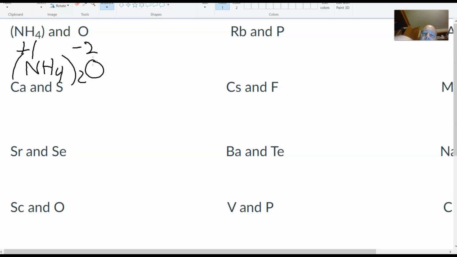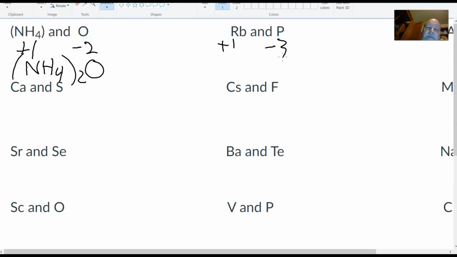Now, for rubidium and phosphorus, I find rubidium in the 1A column, and I automatically know since it's in 1A, it gives up 1 valence electron, and it's going to have a +1 charge. I find phosphorus in column 5A. That means it has 3 spots for receiving electrons, and if it takes those 3 spots, it's going to have a -3 charge. Or I could just subtract 8 from 5 and get -3.